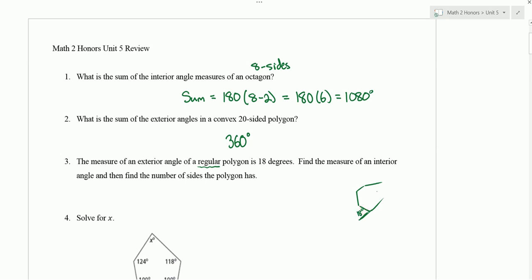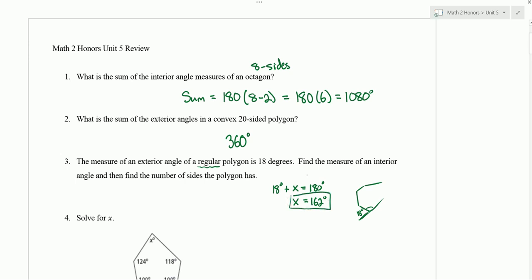So if I want to find a measure of an interior angle, you can see in my drawing here the exterior angle is 18, the interior angle's what's left of a linear pair, and so we're going to find out, well, 18 degrees plus what is 180 degrees. So we subtract 18 and we get 162 degrees. So that's the measure of an interior angle.